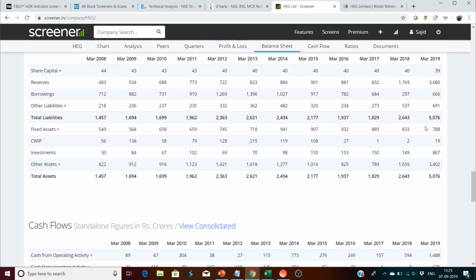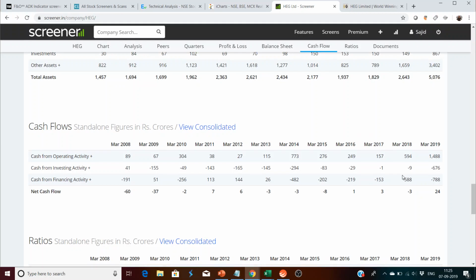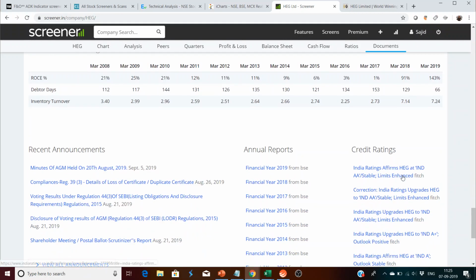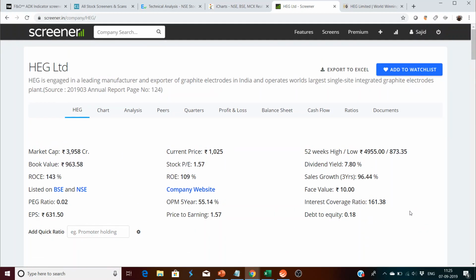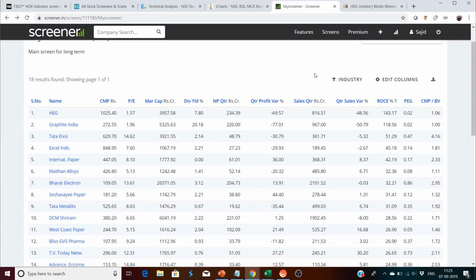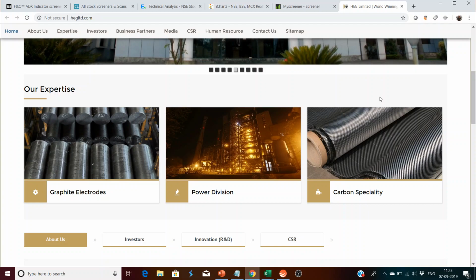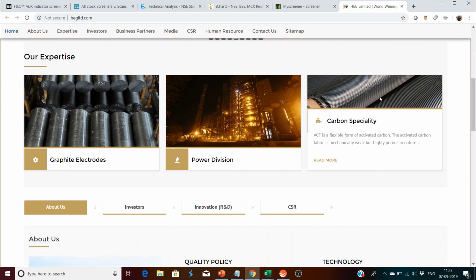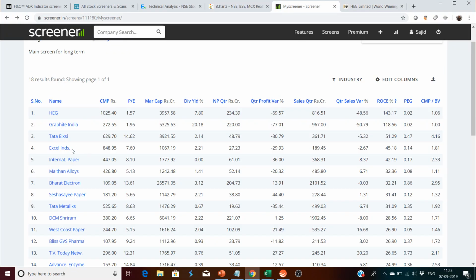Assets are also good, liabilities fine. So you have to analyze these companies like this and then buy some shares in these companies for long-term investment and build a portfolio. So you can see the company site, R&D center, graphite electrodes, power division, carbon specialty, and all this. You can check the sites.